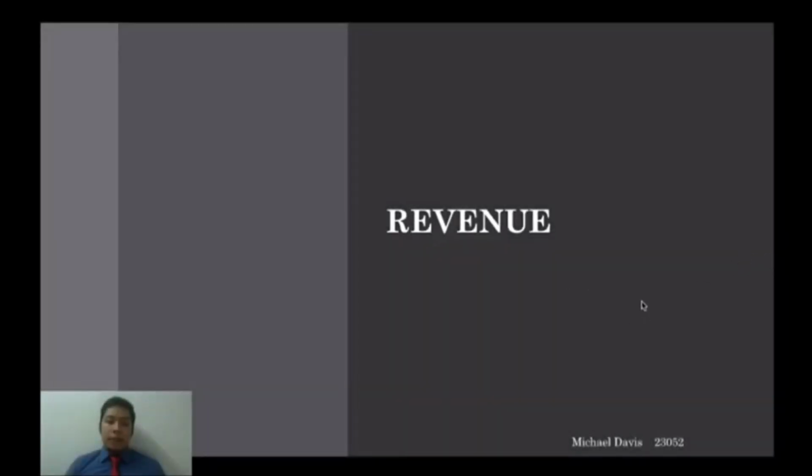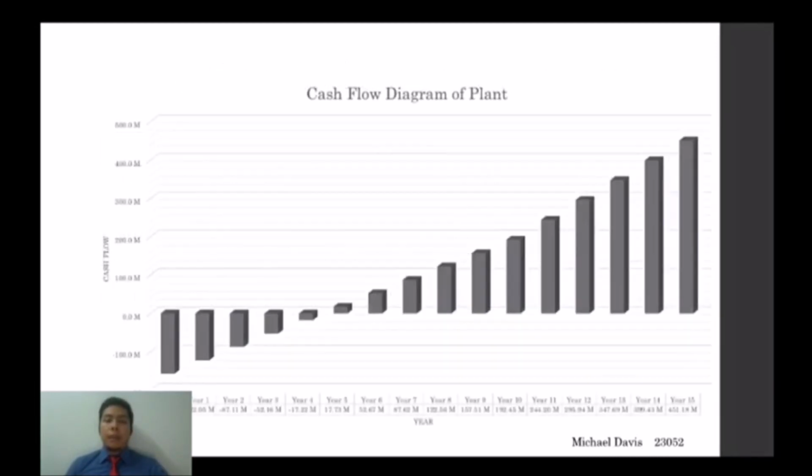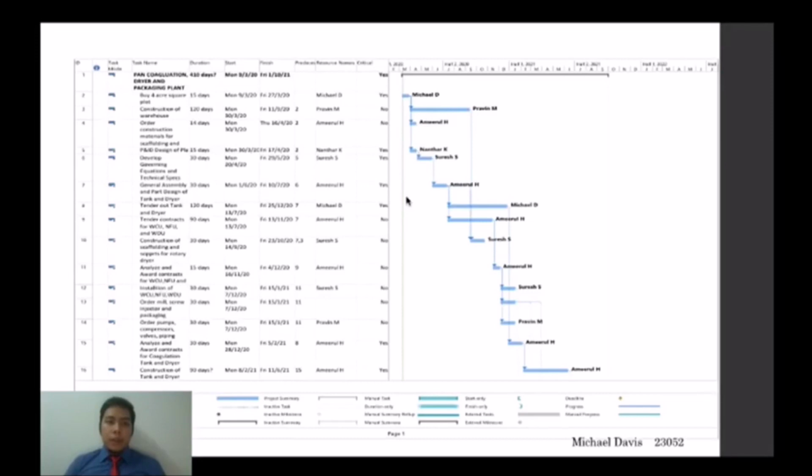So from there, we can calculate our revenue from production. We can expect an annual revenue of 60 million. We expect to see our money return starting from the 5th year, and we expect to reach $500 million after 15 years of production. Next, the plant scheduling. We estimate a total of 410 days to the first plant production sales.